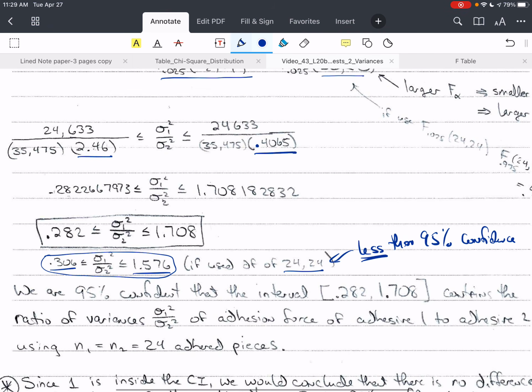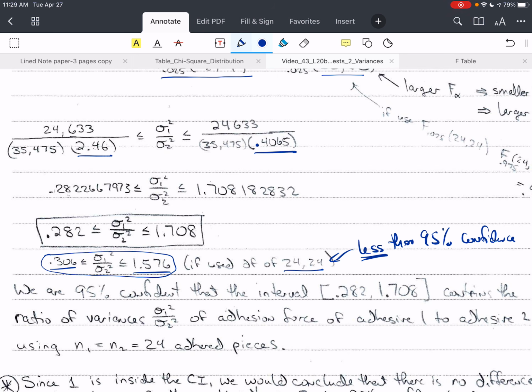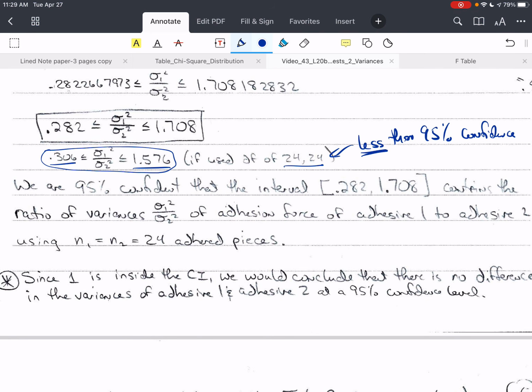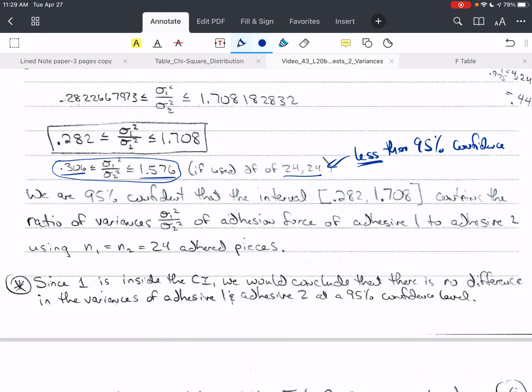Okay? So we are 95% confident that the interval contains the ratio of variances of adhesive force of adhesive 1 to adhesive 2. That's important to say, that it's 1 divided by 2. N1 equals N2 equals 24 adhered pieces. Since 1 is inside the confidence interval, we would conclude that there is no difference in the variances of adhesive 1 and adhesive 2.